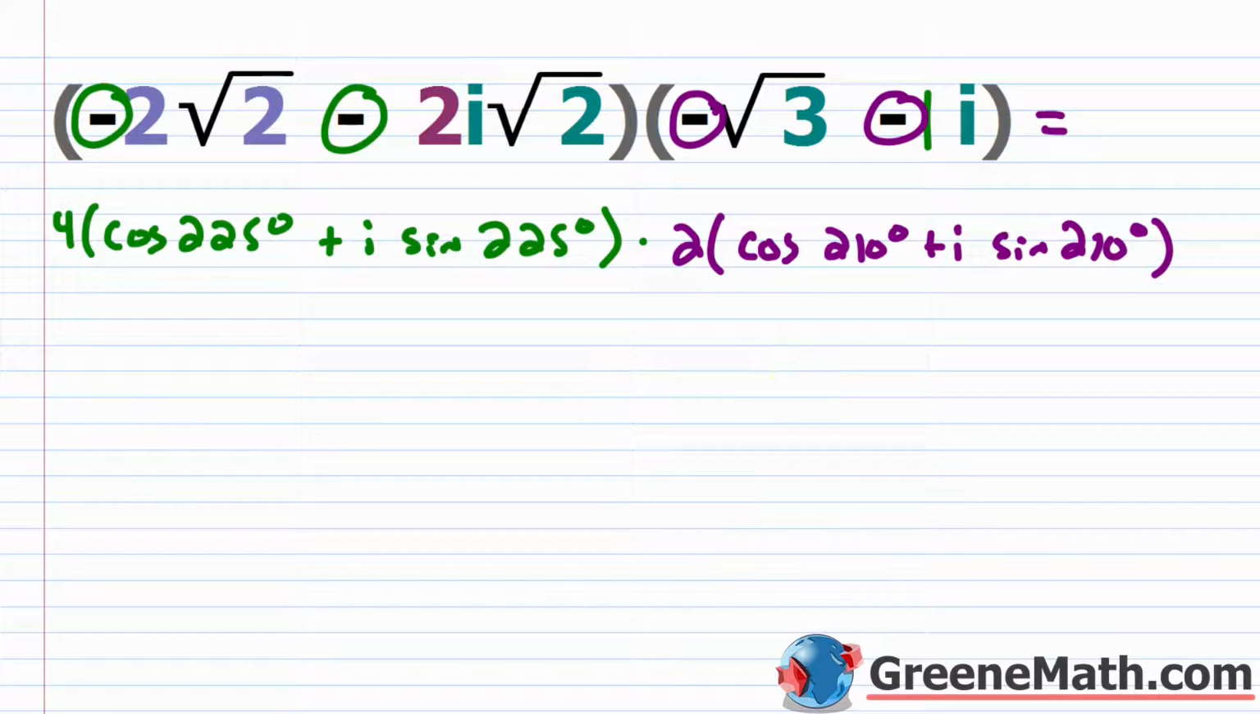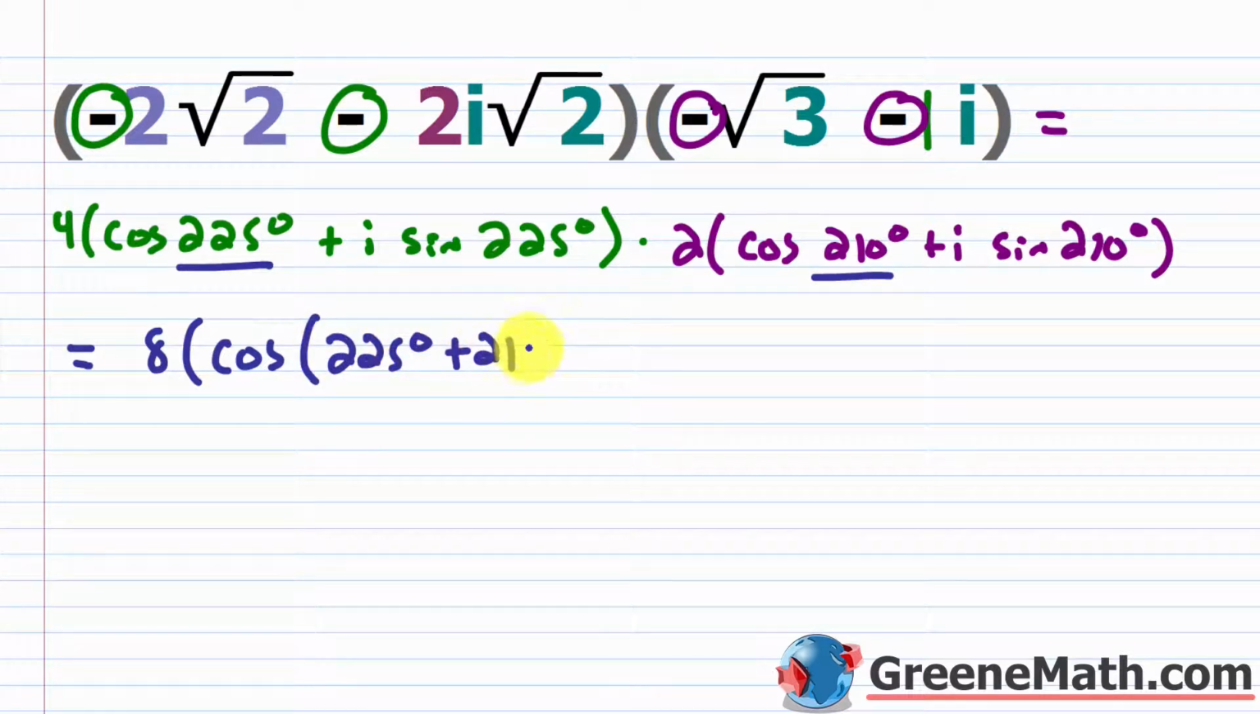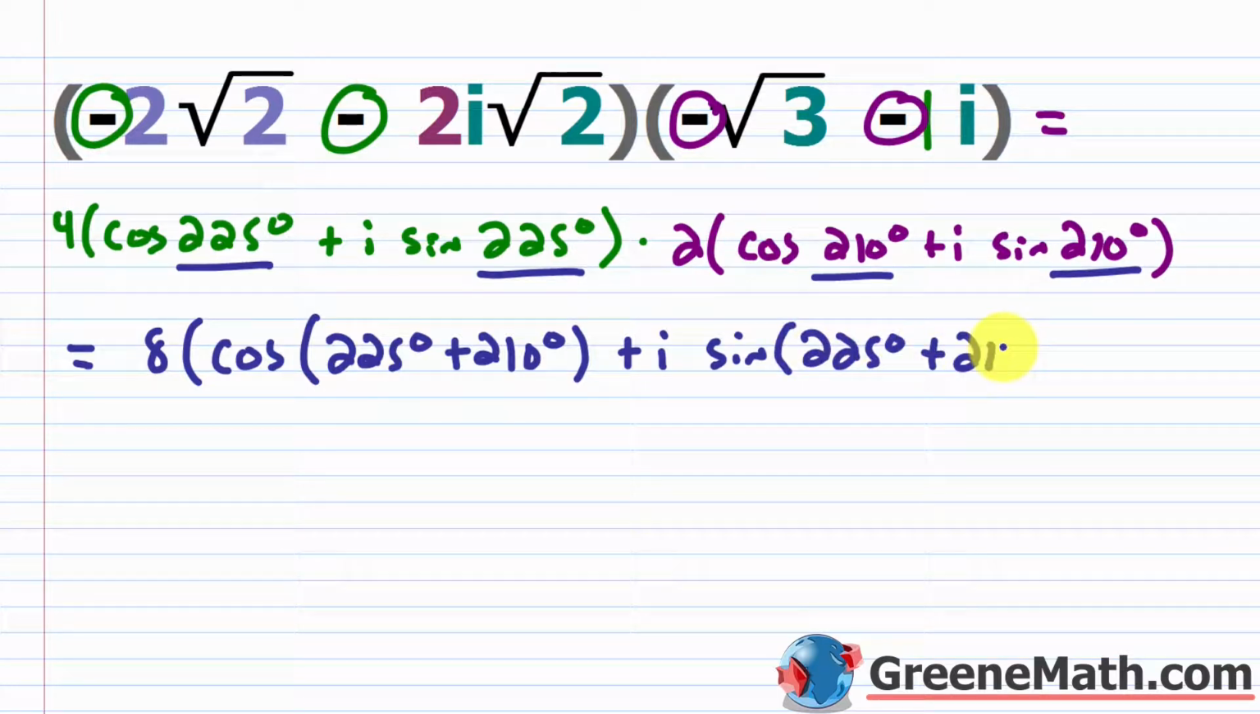Now to find the product, again, multiply the absolute values. So 4 times 2 is 8. And then I'm going to set this up. I'm going to go cosine of, and add the arguments, so 225 degrees plus 210 degrees, plus i times the sine of, again, just adding the arguments, 225 degrees plus 210 degrees.